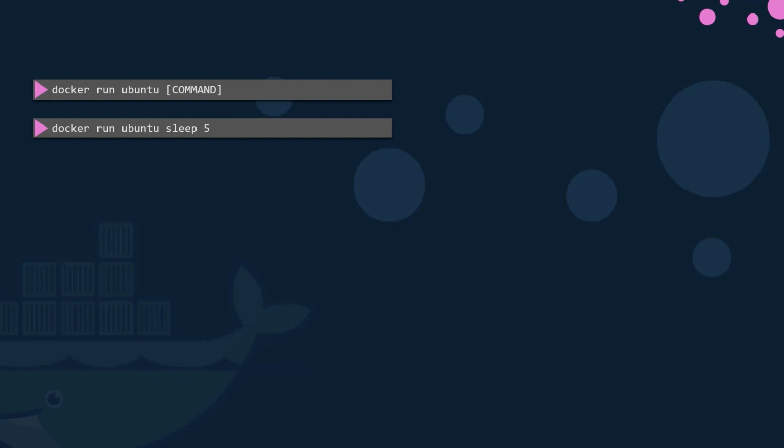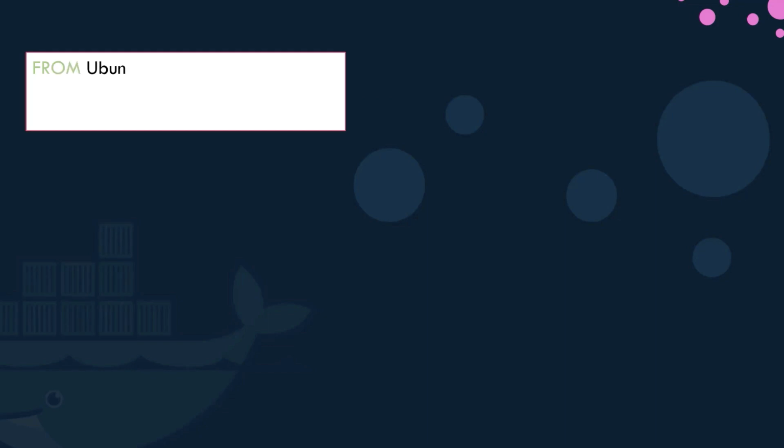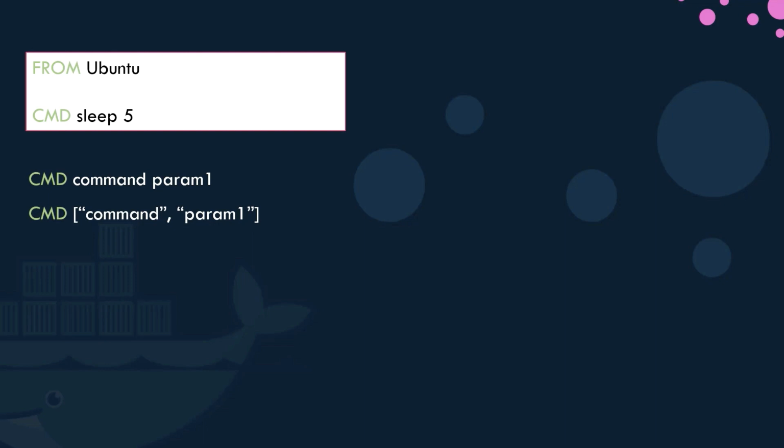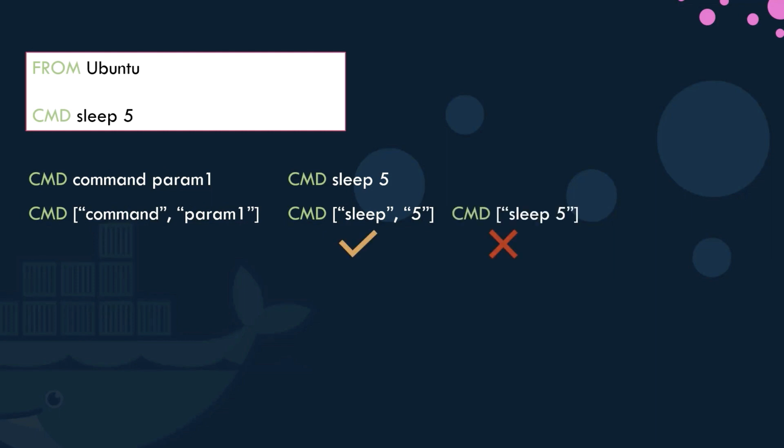But how do you make that change permanent? Say you want the image to always run the sleep command when it starts. You would then create your own image from the base Ubuntu image and specify a new command. There are different ways of specifying the command. Either the command simply as is in a shell form, or in a JSON array format like this. But remember, when you specify in a JSON array format, the first element in the array should be the executable. In this case, the sleep program. Do not specify the command and parameters together like this. The command and its parameters should be separate elements in the list.